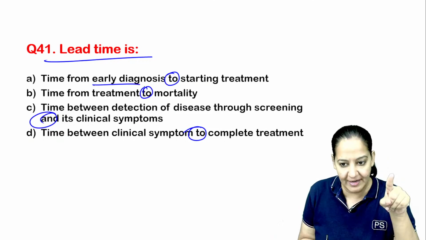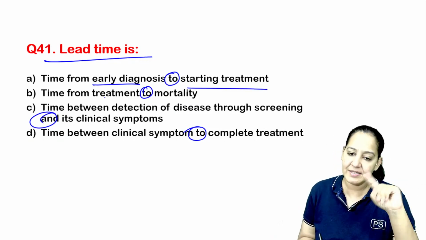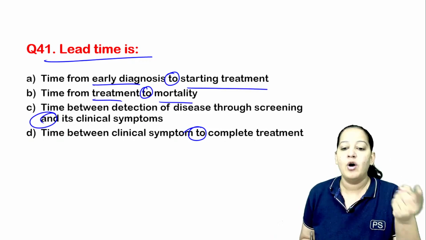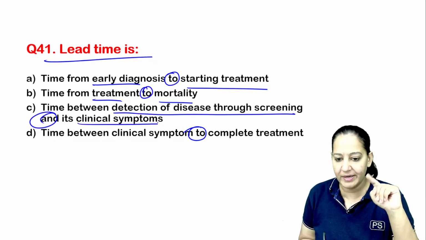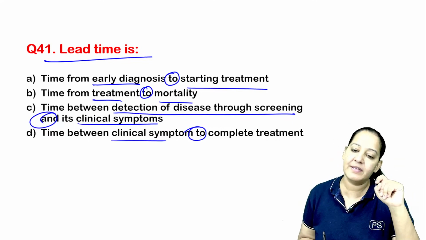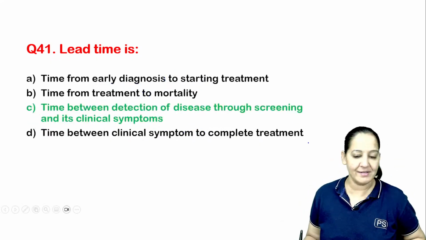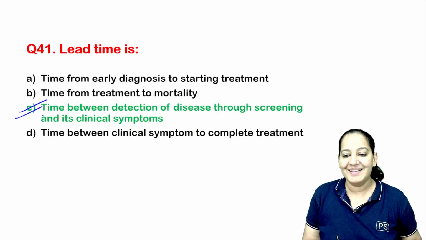It is a time from early diagnosis to start of treatment, or it is a time from treatment to mortality, or it is a time from detection of disease through screening to its clinical symptom, or it is a time between the clinical symptom to complete treatment. What is the correct answer? You all are right. The correct answer is C.